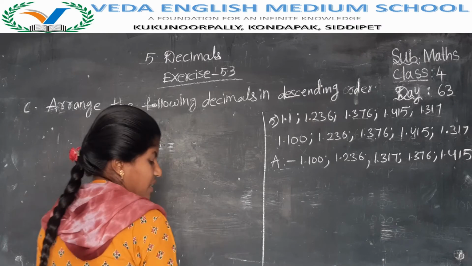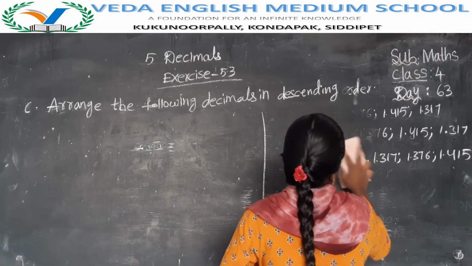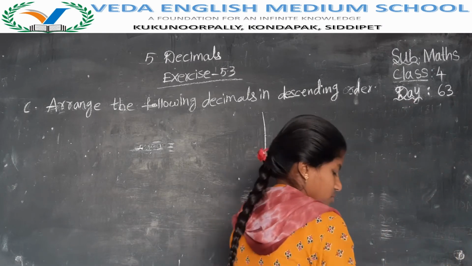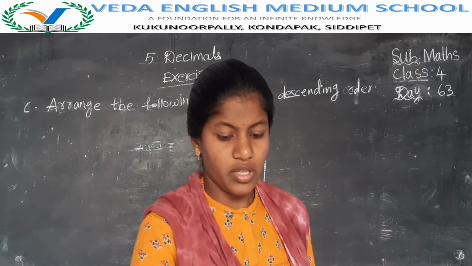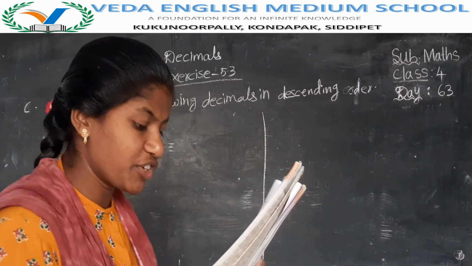In B bit how many are there? In B bit we have 6 problems. Out of 6 I have explained 2. Remaining 4 are there. Those 4 problems are your homework. Then next, descending order. First question.